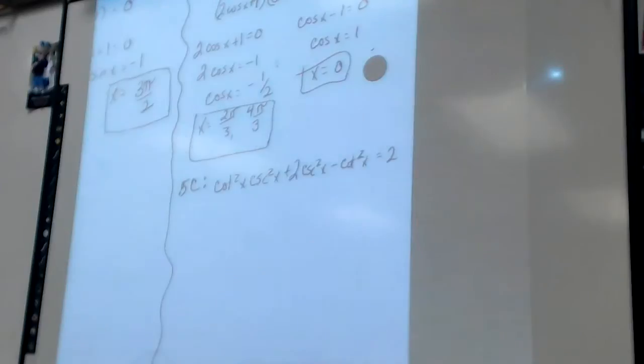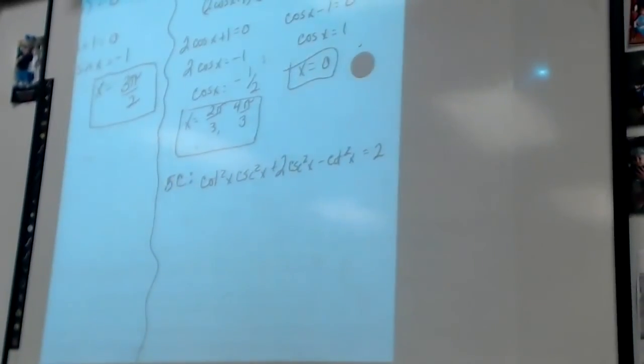Cotangent squared x, cosecant squared x, plus 2 cosecant squared x minus cotangent squared x equals 2. Cotangent squared x? Minus 2.